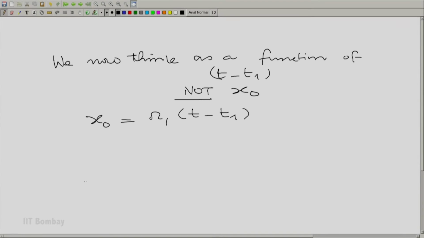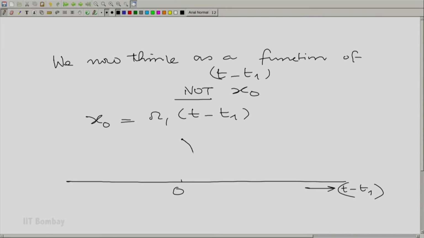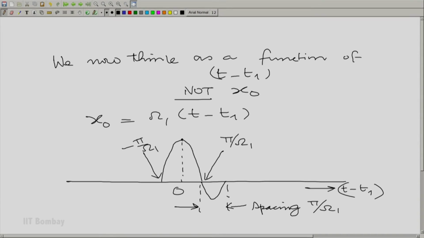So on the t minus t1 axis, this point continues to be 0, but now the null comes at the point pi by omega 1 on both sides, minus pi by omega 1 on this side. The spacing between the nulls is also pi by omega 1, and the height here is of course 2 kappa 0 times omega 1. Now let us visualize that you could approximate this part asymptotically by a triangle.